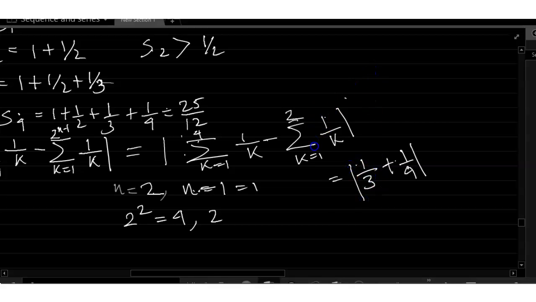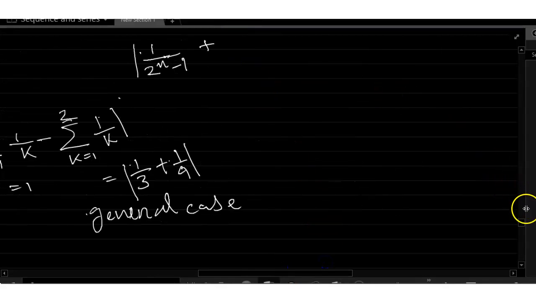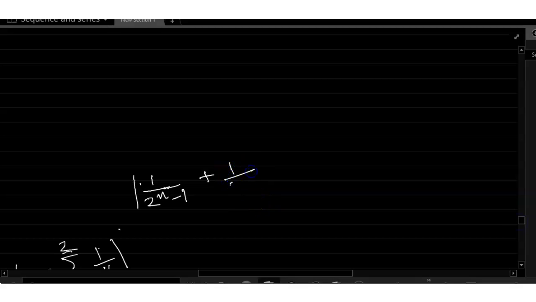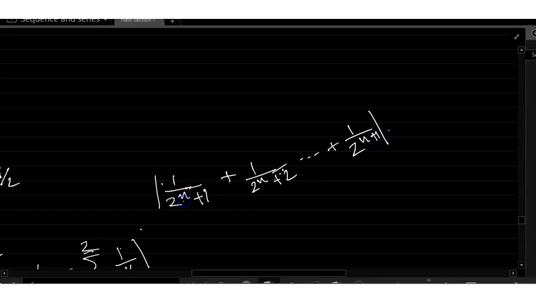So friends, similarly in the general case, we get 1 by 2 to the power n minus 1 plus 1 by 2 to the power n plus 1, 2 to the power n plus 2, up to 1 by 2 to the power n minus 1. This way we can write.